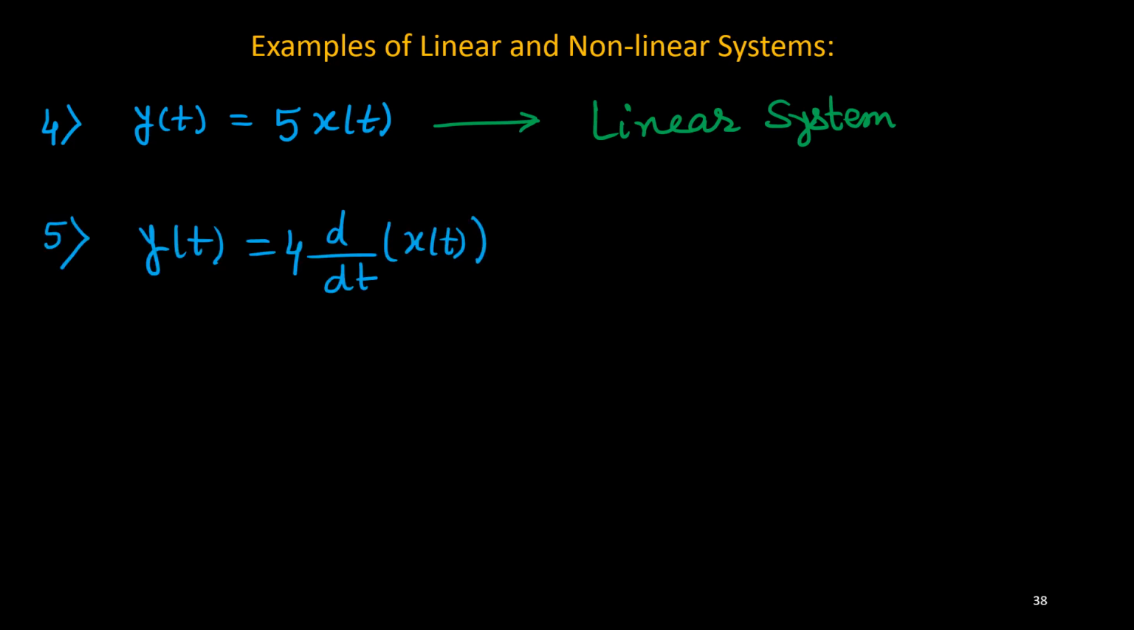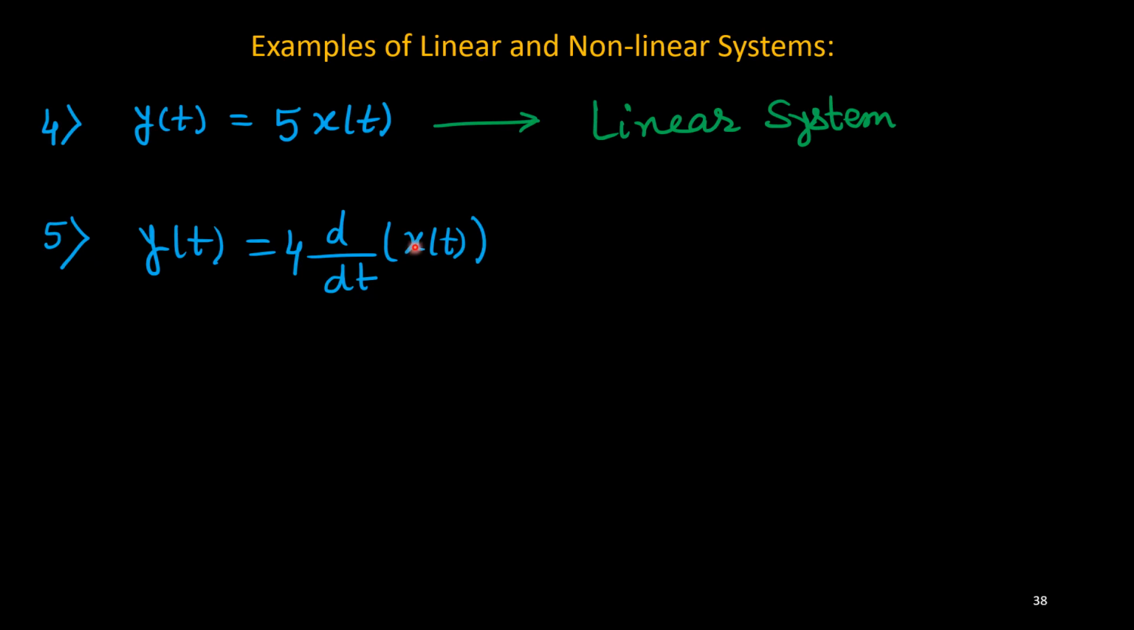What are the other systems? So I can consider a derivative. y of t equals 4 times d/dt of x of t, a differentiator. It's a linear system because if x of t is multiplied by a factor a here, that a we can take outside. So you see that a is multiplied with the previous one, so homogeneity is applied.